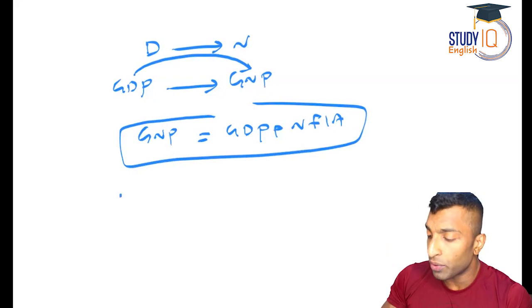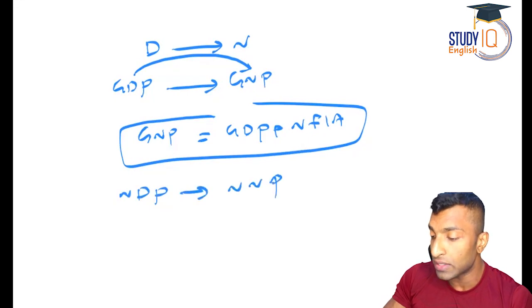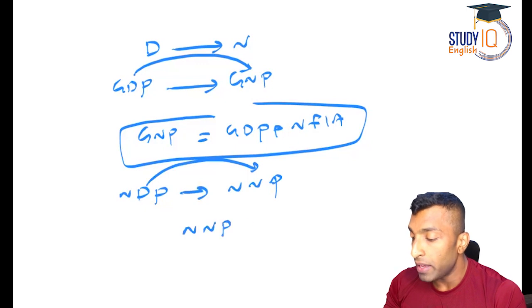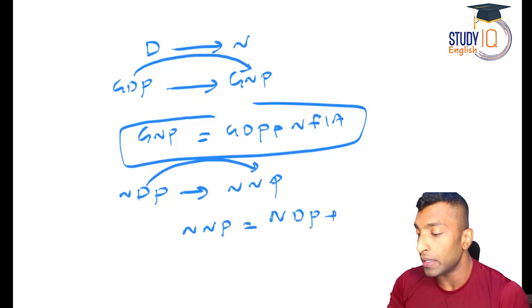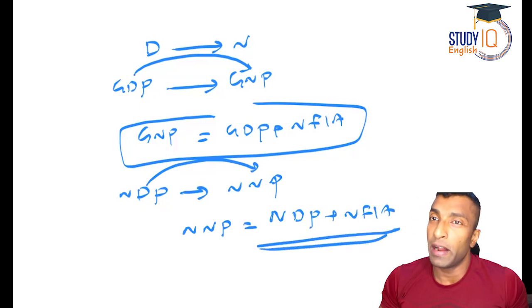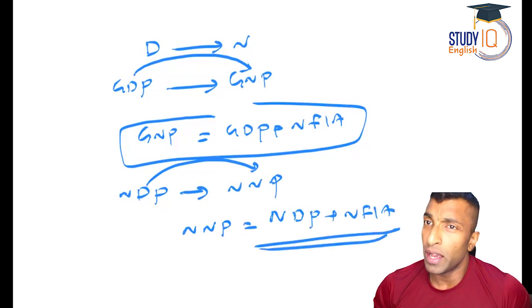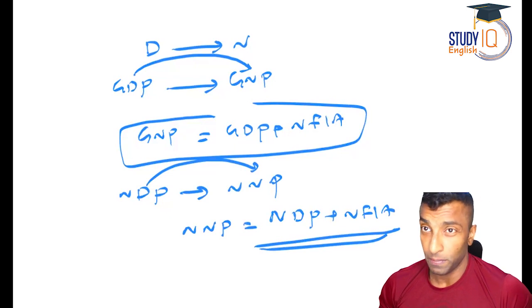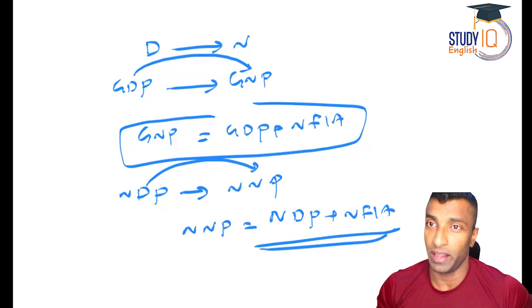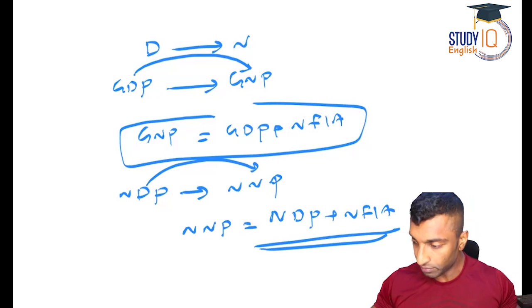Later, when I discuss NDP, if you need to get NNP, here also the second letter is what you need to change. What you need to do? NNP will be equal to NDP plus NFIA. So this is what you need to do. Net factor income from abroad, if you add, you'll be getting the national concept. Okay. So from the domestic, how to convert to national? NFIA. Very, very simple thing. So let's discuss all these possibilities now.